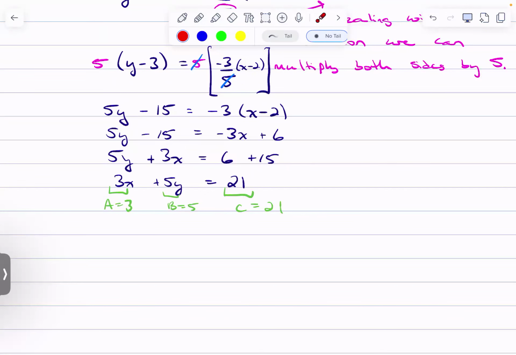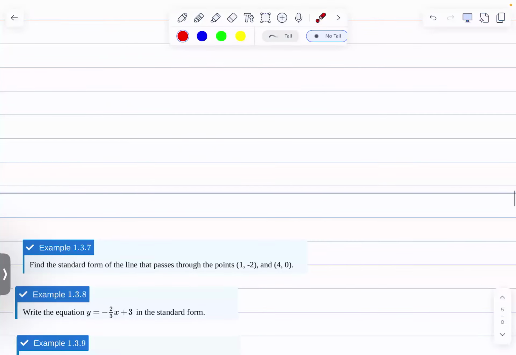This one was quite elaborate. Any questions about that one? Let me grab the next one.